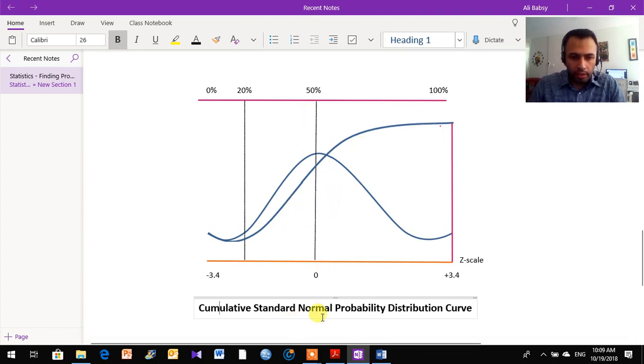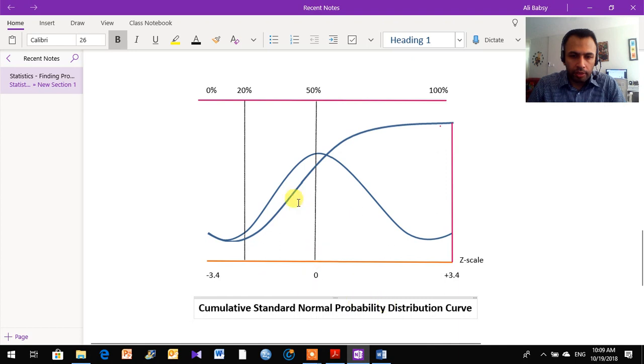Now standard normal means that, firstly we work on the normal, then we go back to standard normal. So normal means that if you place a straight line, or we divide the curve into two halves, that means the left hand side is a mirror image of the right hand side. So that's the meaning of normal.